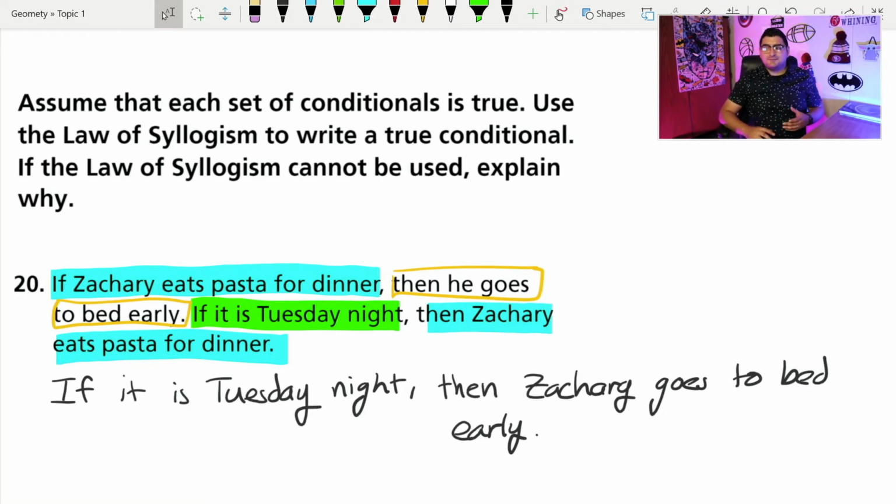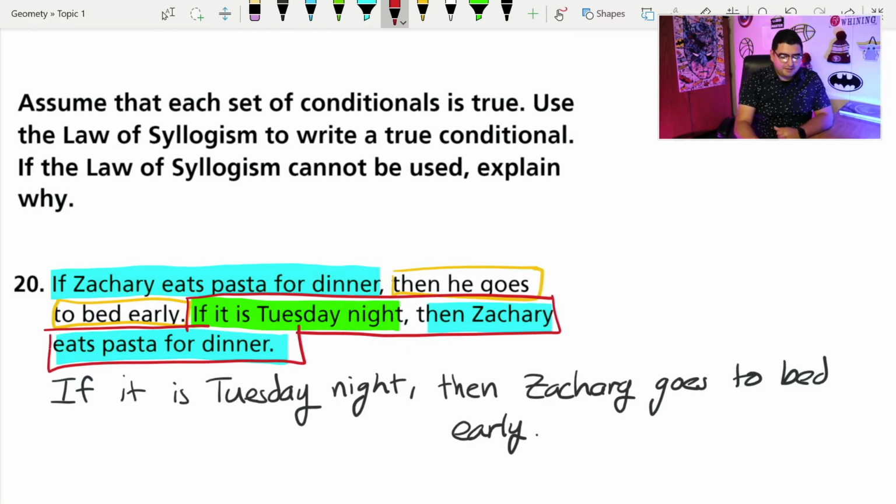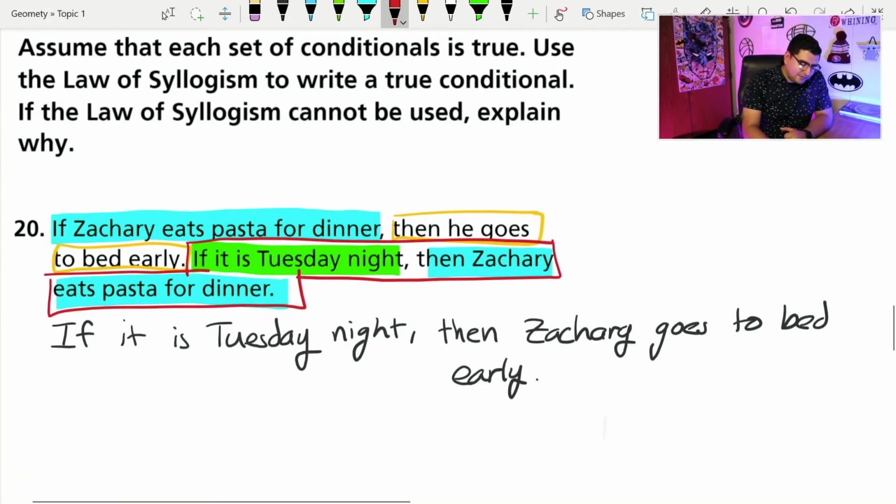Okay, we connect two conditional statements. One of them has the conclusion that's the hypothesis to the other. So my second conditional had a conclusion that was a hypothesis to my first statement. Therefore, I could have just gone directly from if it is Tuesday night, then Zachary goes to bed early. Let's go ahead and look at another example.